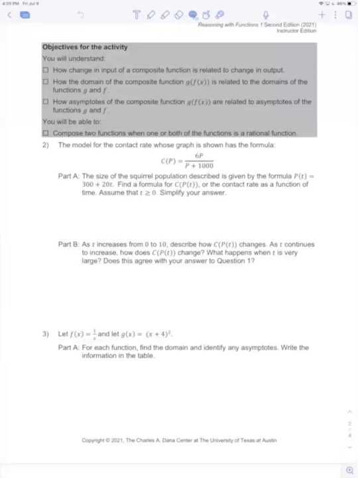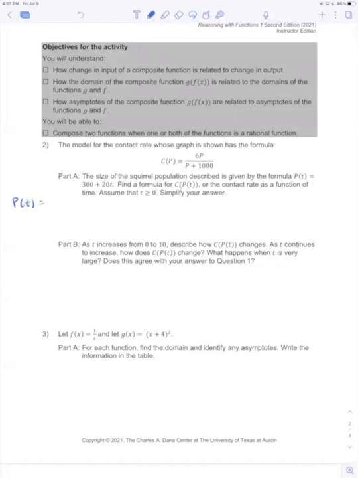The model for the contact rate, whose graph is shown, has the formula C of P equals 6P over P plus 1000. Part A, the size of the squirrel population described is given by the formula P of T equals 300 plus 20T. Find a formula for C of P of T, or the contact rate, as a function of time. Assume that T is non-negative. Simplify your answer.